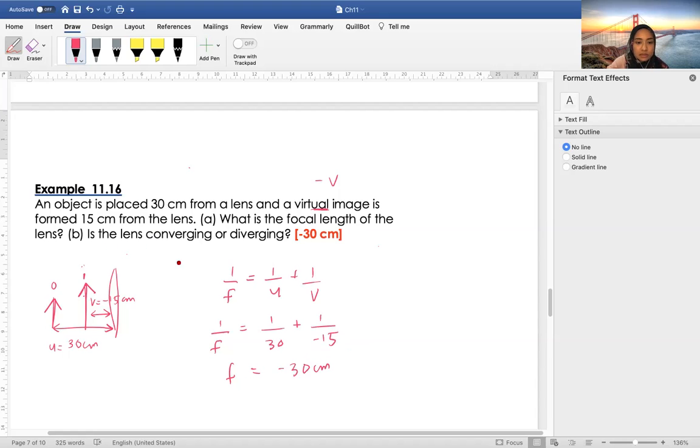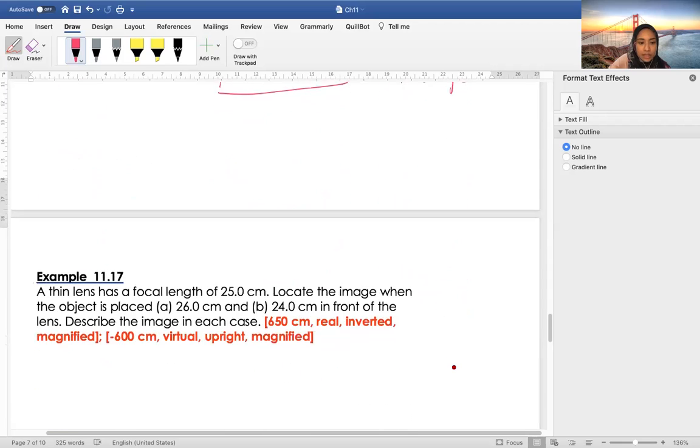B, is the lens converging or diverging? Just looking at this answer, I already know that it is diverging because positive always converges. So negative always diverges. This is applied both for mirrors and lens. Converging lens, converging mirrors, focal length is positive. Okay, it's diverging. Next one, senang je kan?